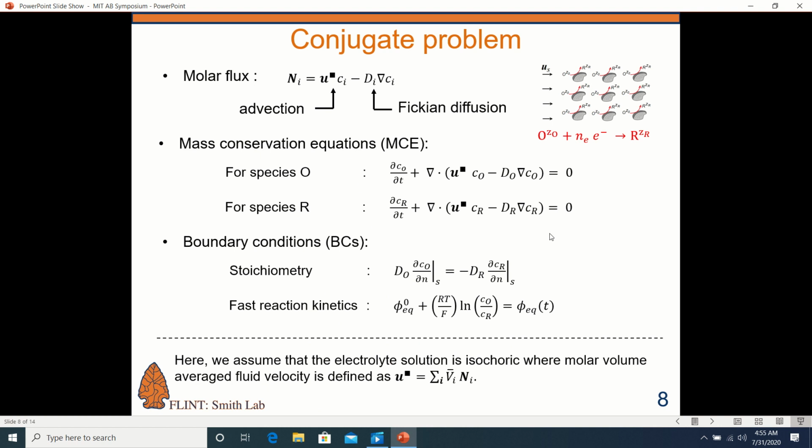So now we define the conjugate problem. That is actually the real problem we are trying to model. For that problem, we can write down the conservation equation for both species and look at the boundary conditions for those species. The boundary conditions are nonlinear, conjugate and coupled. So these are very problematic expressions to solve.